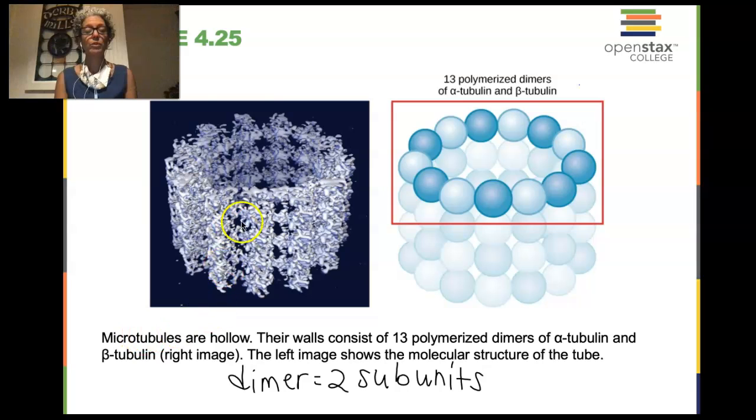The microtubules are hollow. We saw them in the centrosome, forming those two independent centrioles. The dimer is two subunits. So a monomer is a single unit. A dimer is 2 units. And so there are 13 dimers of alpha tubulin and beta tubulin. So they alternate alpha, beta, alpha, beta, alpha, beta. There's 13, and then that keeps forming a spiral to make a hollow tube.